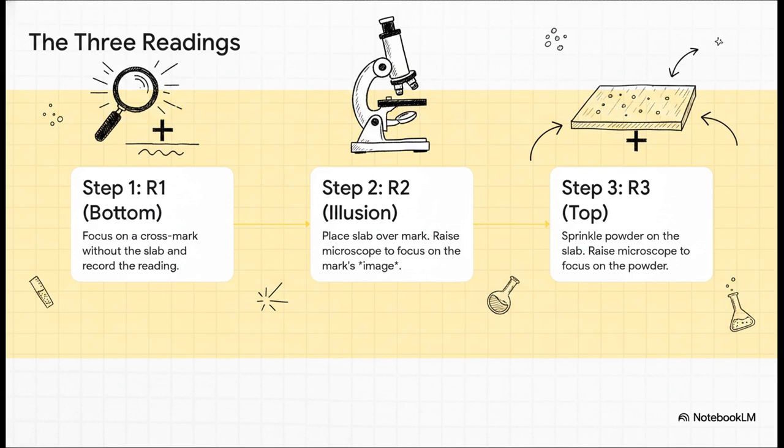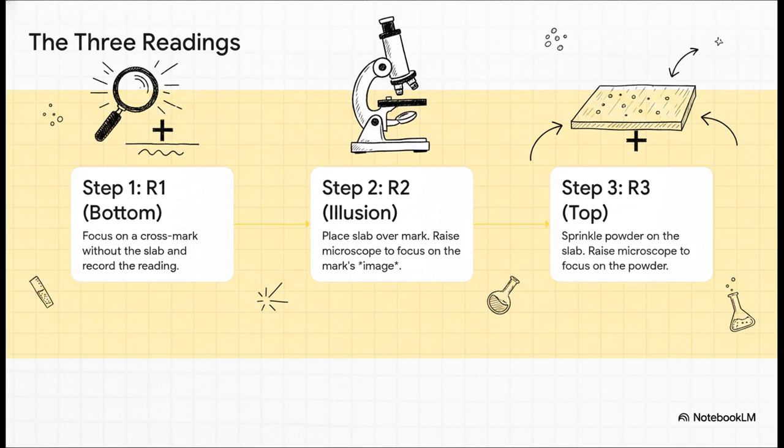Simple. Next, we put our glass slab right on top of that cross. Now the cross looks closer, so we have to raise the microscope up to get it back in focus. That new position, that's the illusion, and that's reading R2. And finally, we sprinkle a little of that fine powder on the top surface of the glass and raise the microscope one last time until the powder is crystal clear.